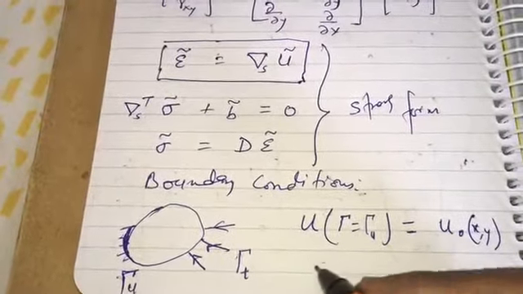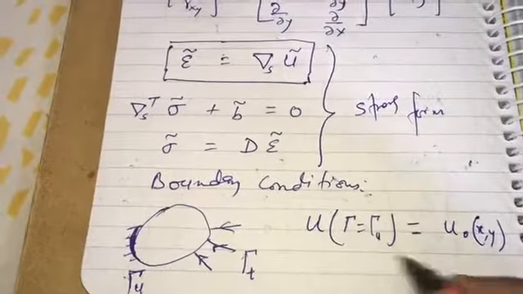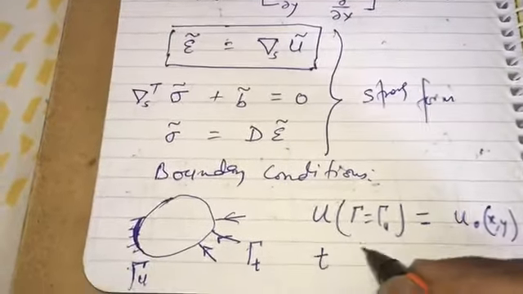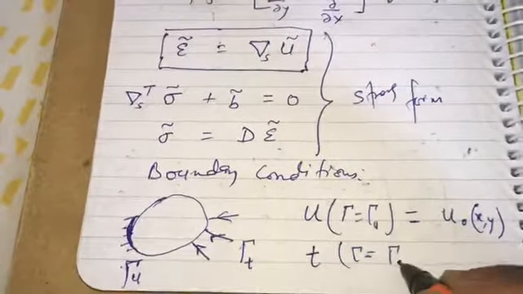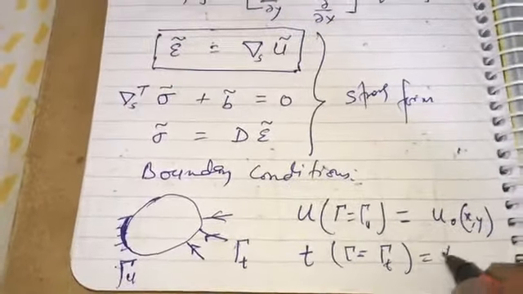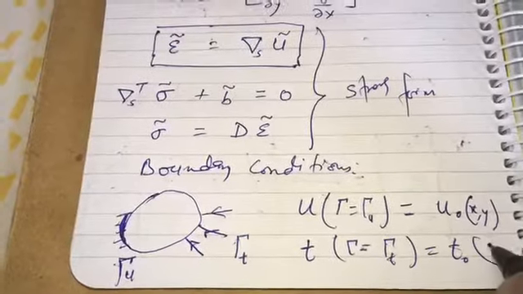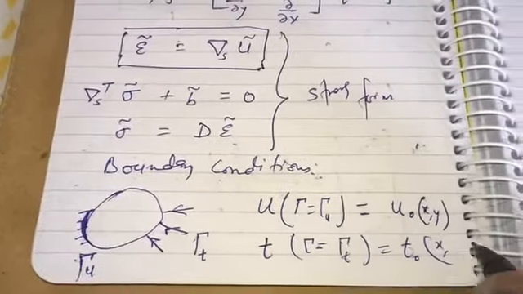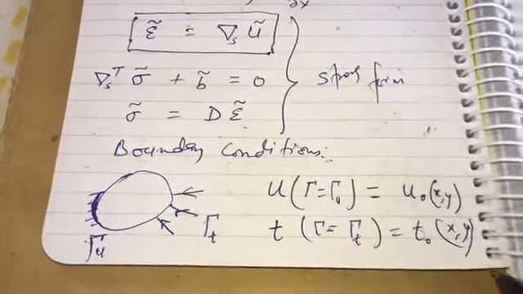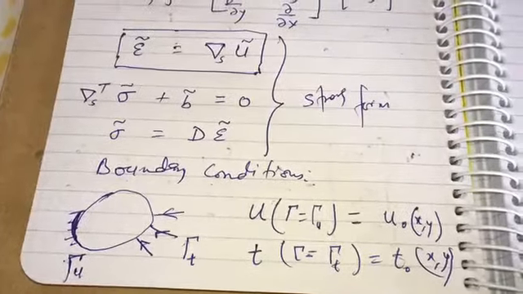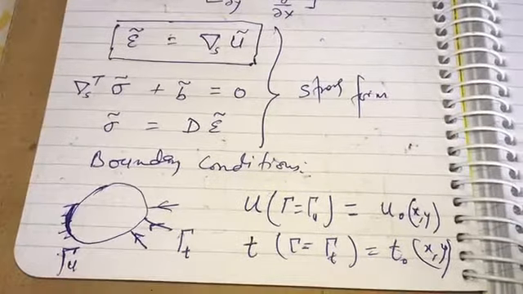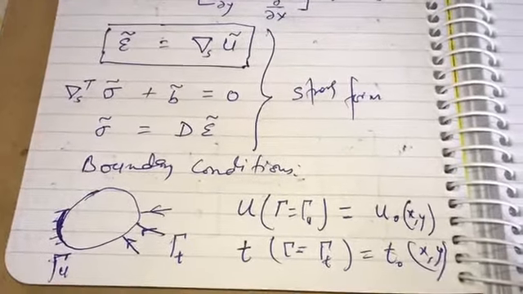And traction. So let's just write t here for traction. T at gamma equal to gamma t equal to t naught here, and again this may be a function of x y. Okay, so we will understand the meaning of traction now.